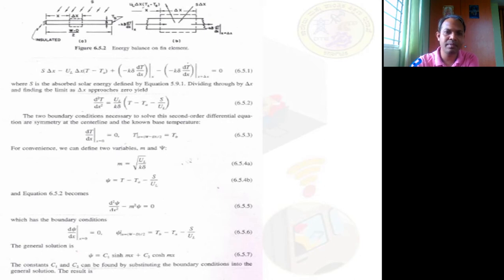by equation 5, the same equation. Dividing through by delta X and taking the limit as delta X approaches zero yields this, which I simplify into d square T divided by dx square minus UL divided by K delta into T minus TB minus S divided by UL. This has been simplified to this. Two boundary conditions are necessary to solve this second order differential equation, because there is a d square, so it is a second order differential equation.